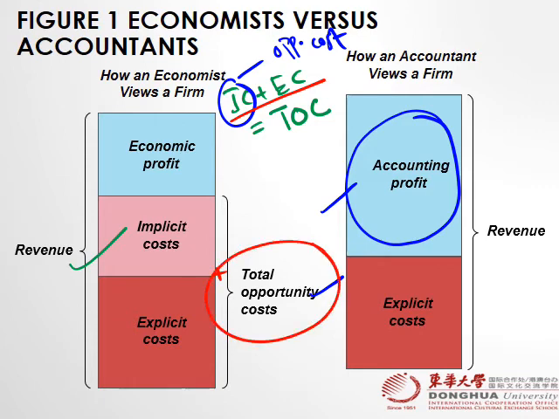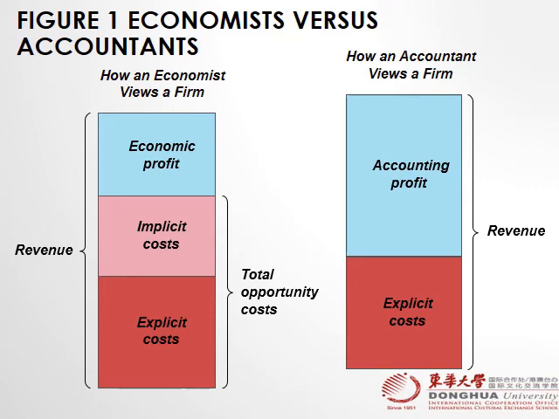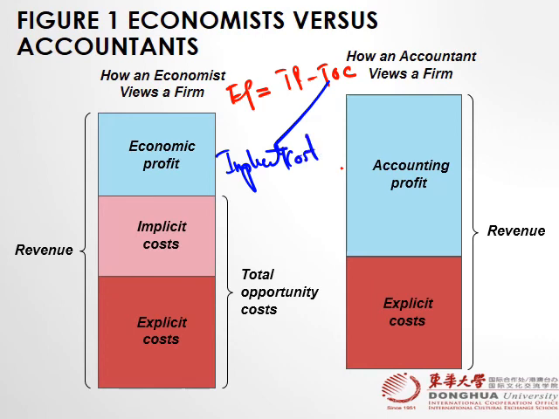So we can also write it down. So we can also say that economic profit is equal to total revenue minus total opportunity cost, where the total opportunity cost includes implicit cost and explicit cost, right?